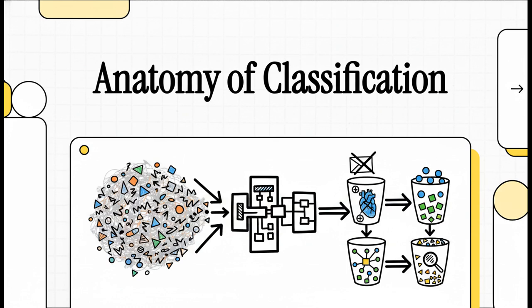Today, we're going to unlock the anatomy of this ultimate sorting machine. We'll demystify exactly how these algorithms learn to categorize information, literally turning absolute chaos into structured, actionable insights.